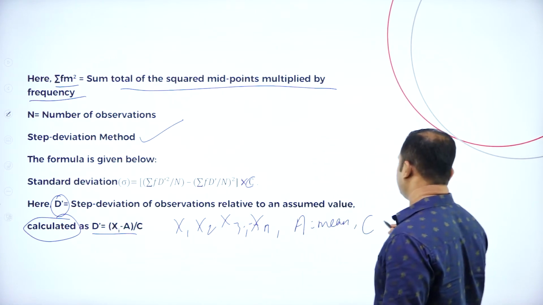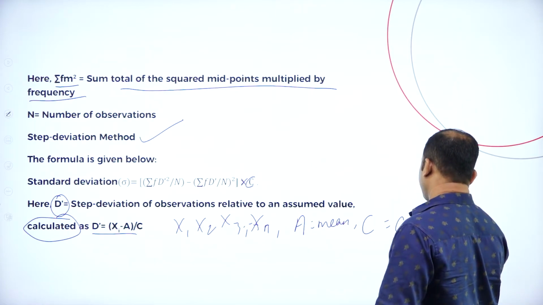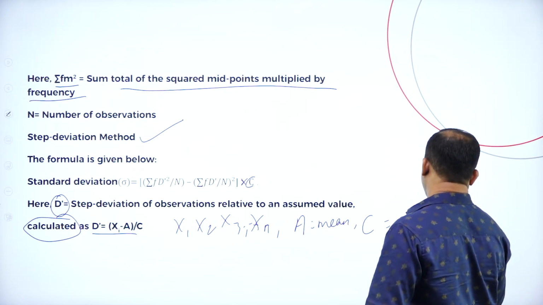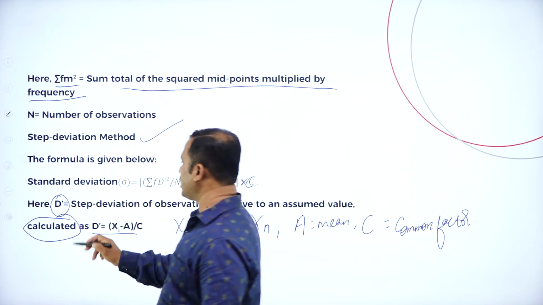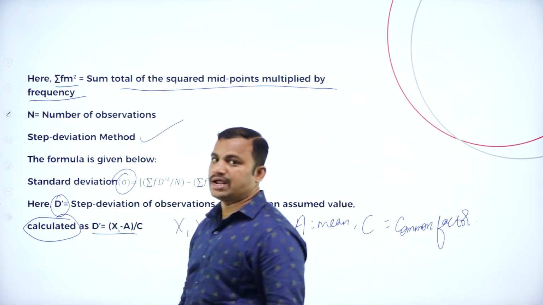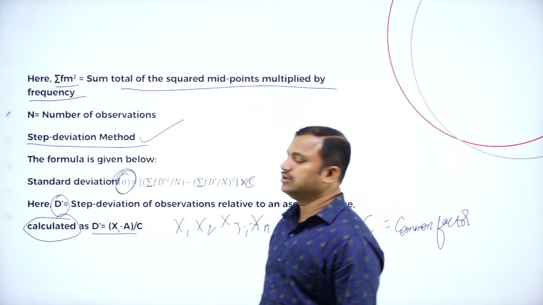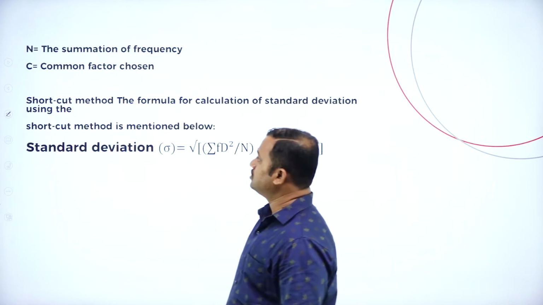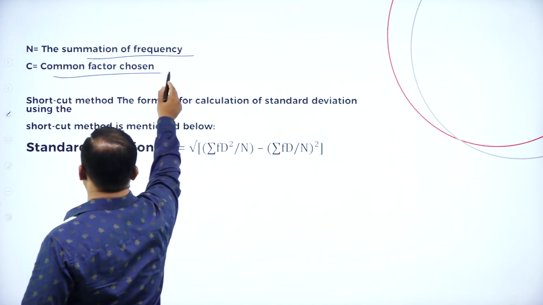Then c is the value that is a common factor, the value which is considered there and used to calculate the standard deviation. For this step deviation method, we are going to calculate the standard deviation, where n represents the summation of the frequency, and c represents the common factor chosen.